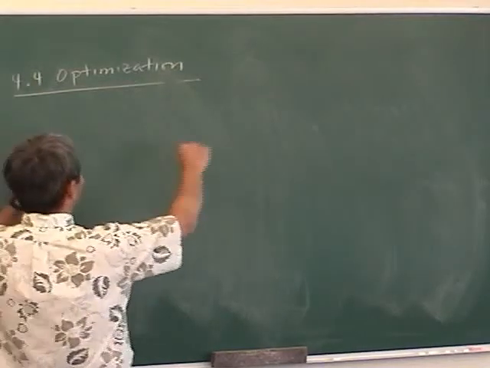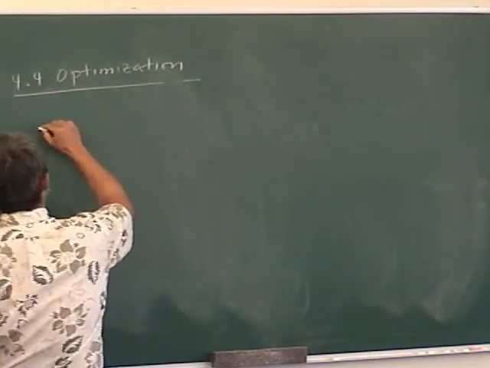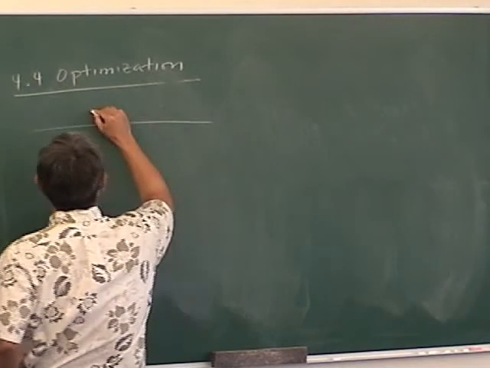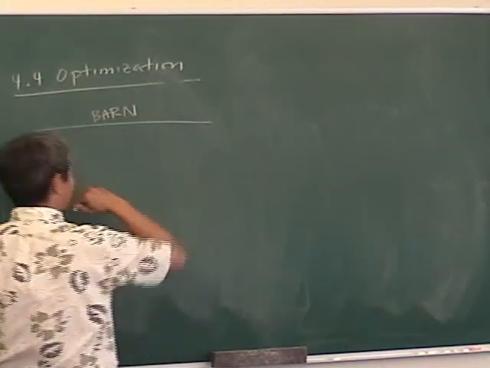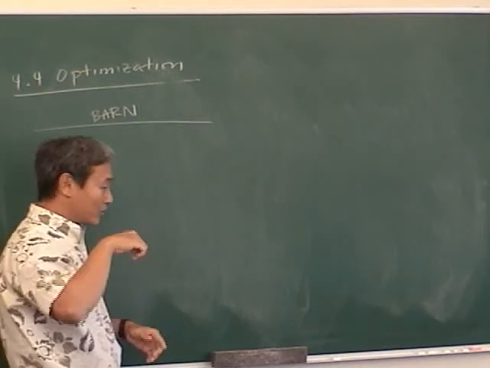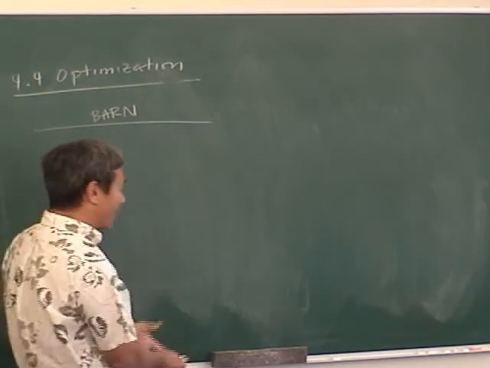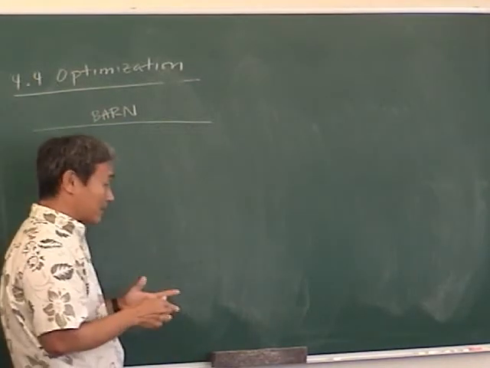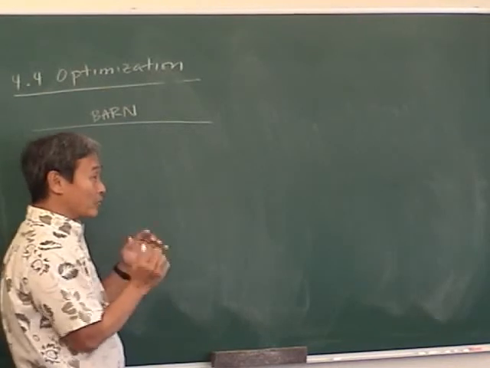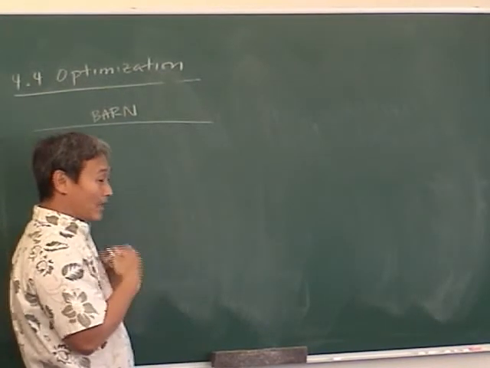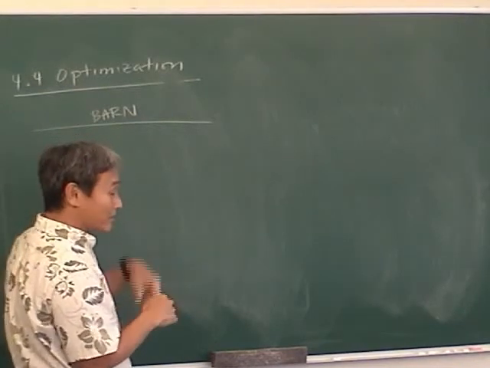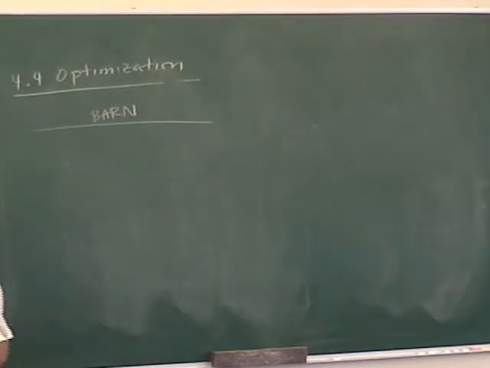Okay, let's do 2 examples. First example, let's say you have a barn. This is the side of a barn. The problems that you're going to see in this section, you've seen in Algebra 2 and in pre-calculus. It's the same word problems, except in pre-calculus last year, we used our calculator to calculate the max and min, remember? But now we're going to use calculus to calculate the max and min.